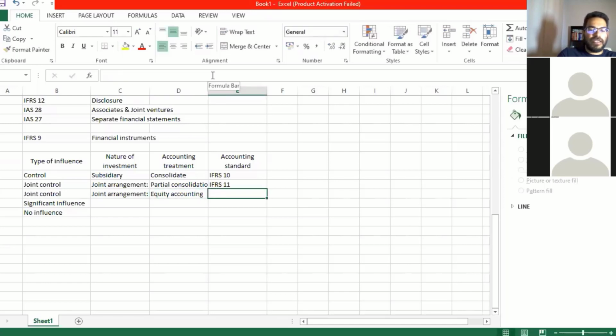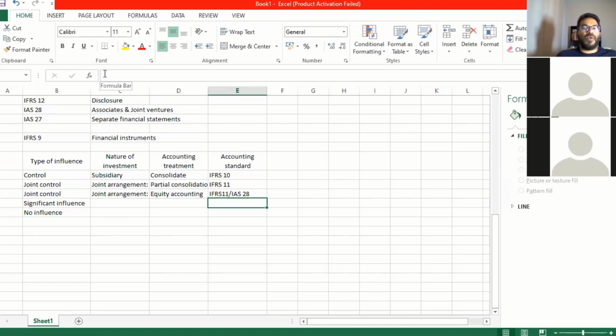Equity accounting is found in IAS 28. But now remember, for a joint venture, you're going to use IFRS 11 and you will use IAS 28, because IFRS 11 will tell you whether you have a joint venture or not. Once you do have a joint venture, IFRS 11 tells you that you need to apply equity accounting.